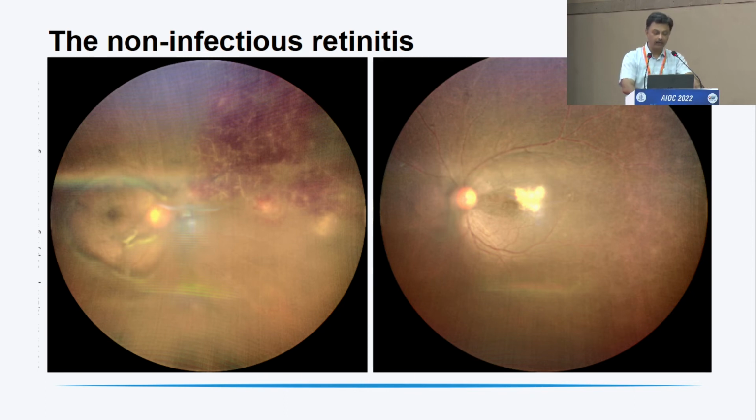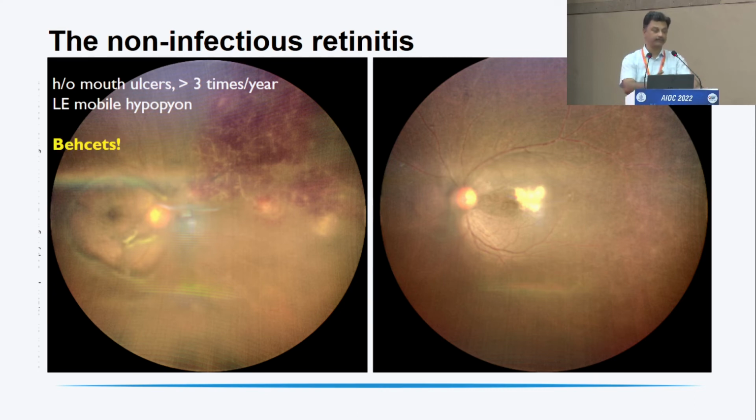Now, when we asked this patient about history of mouth ulcers, we found that there was a history of ulcers more than 3 times a year, and we also found a left eye mobile hypopyon. So this is the way we reached the diagnosis of Behçet's disease in this patient. This is probably the only exception where a retinitis lesion associated with retinal vasculitis is a non-infectious form of retinal vasculitis.